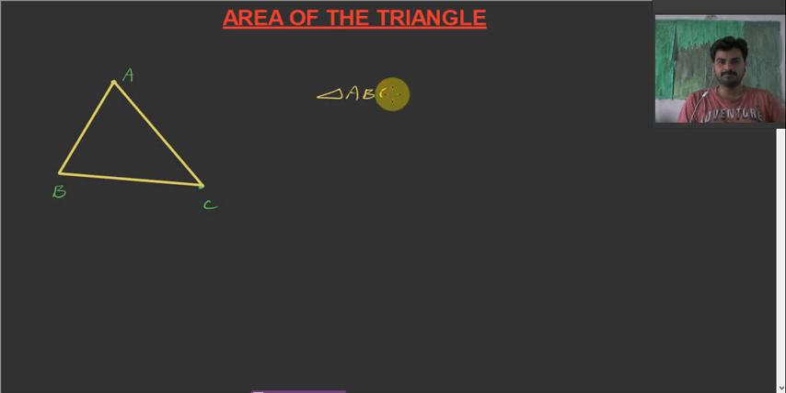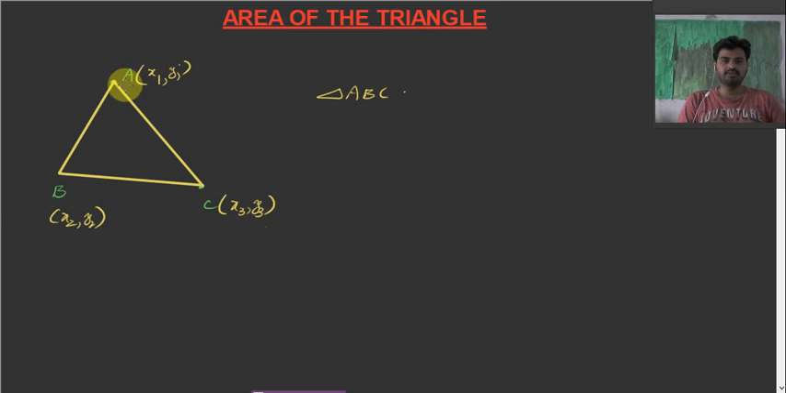Triangle ABC. Here in this triangle, the vertices are first of all points. We know that points in the plane are denoted by ordered pairs. So I have taken the first point as x1, y1, the second point is x2, y2, the third point is x3, y3. Now we are going to find the area of the triangle.